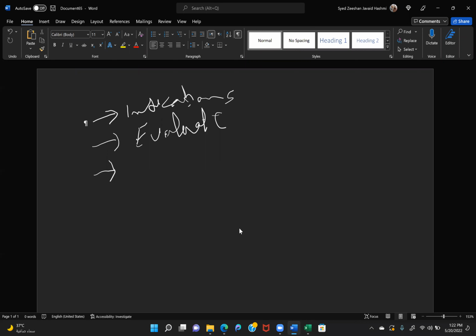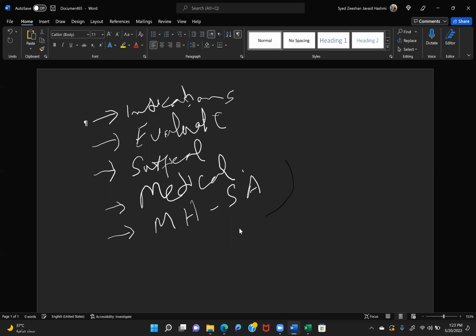For example, there will be two categories of patient. You can broadly divide them into surgical, and some will be medical in origin. Then some patients will come due to unexpected clinical situations which occur during surgery, for example, any MH occurs, or sleep apnea occurs. So these patients will be coming for ICU care.